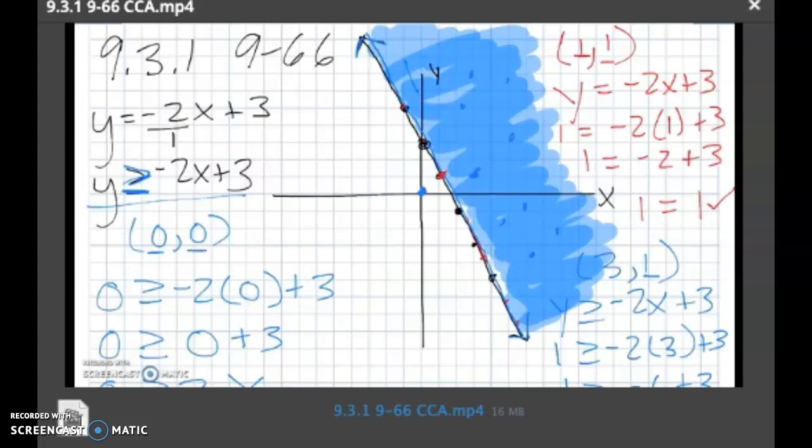All right, so when we look at this again, the points that make this inequality true are the points that are either on the line or above the line. And that means I have an infinite number of solutions because it's all of those points. It keeps going even off of my page here. So this inequality has an infinite number of solutions.